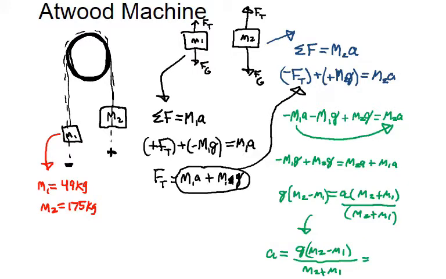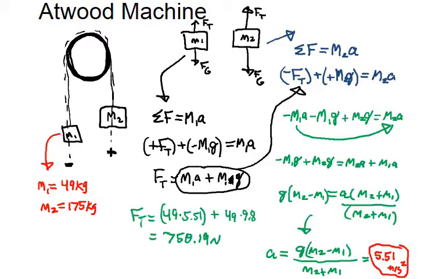So let's say the mass of mass 1 is 49 kilograms, mass 2 is 175. Go ahead and calculate the acceleration as well as the force of tension, and you can hit play when you're ready. So go ahead and pause it and give it your best shot there. Okay. So we should get an acceleration of 5.51 meters per second squared with a tension force of 750.19 newtons. And that is how much tension would be felt in the line.